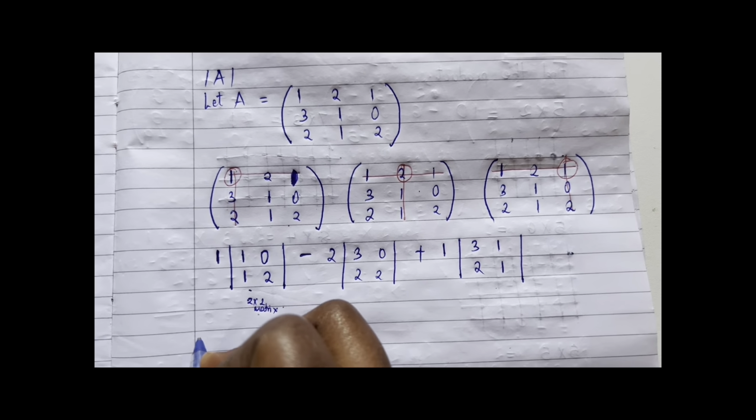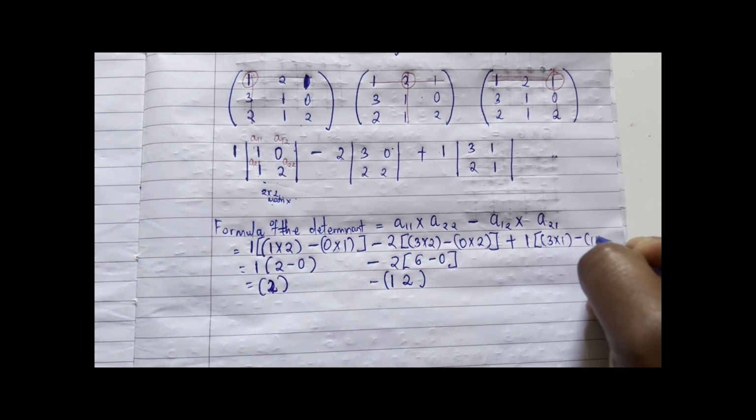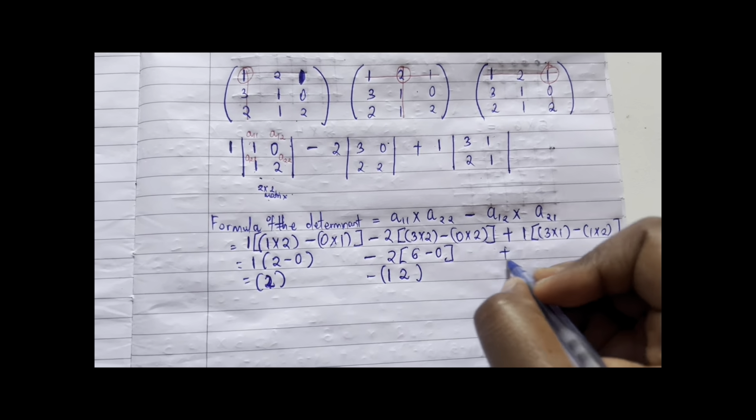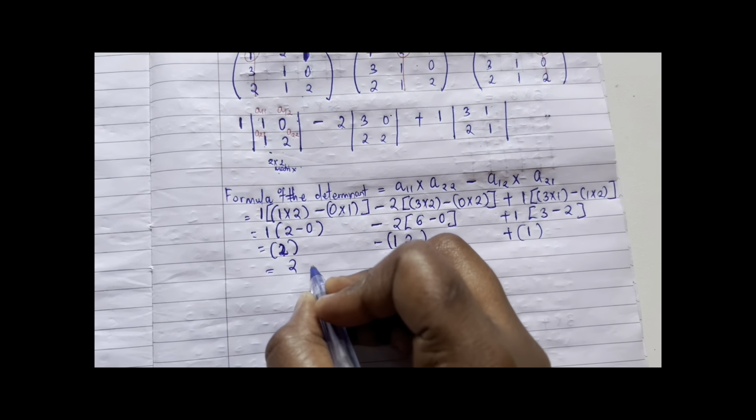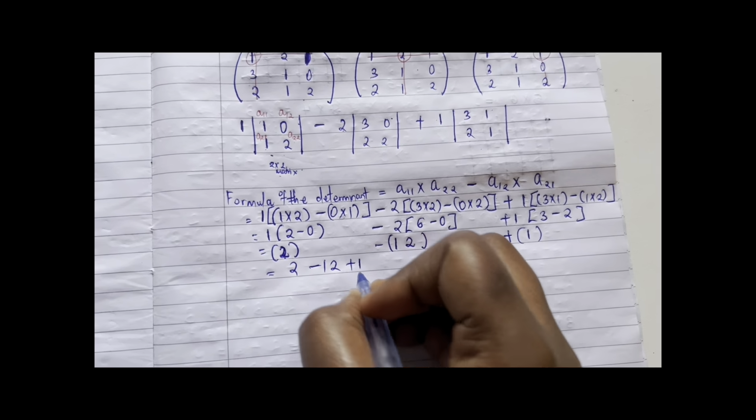Then plus 1 into 3 times 1 minus 1 times 2, which equals 3 minus 2. So that will be plus 3 minus 2 is 1. So 1 times 1 is 1. So we have 2 minus 12 plus 1. So that's negative 9. So our determinant of A is negative 9.